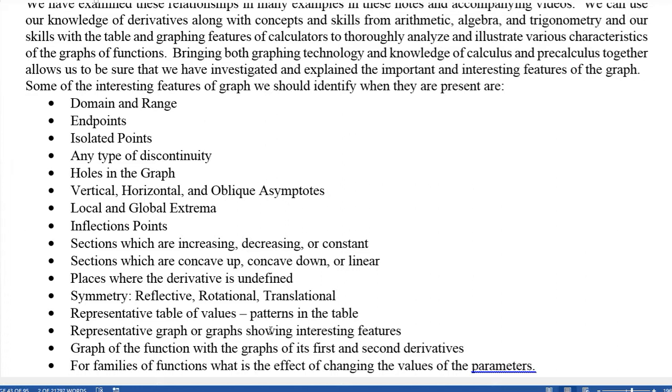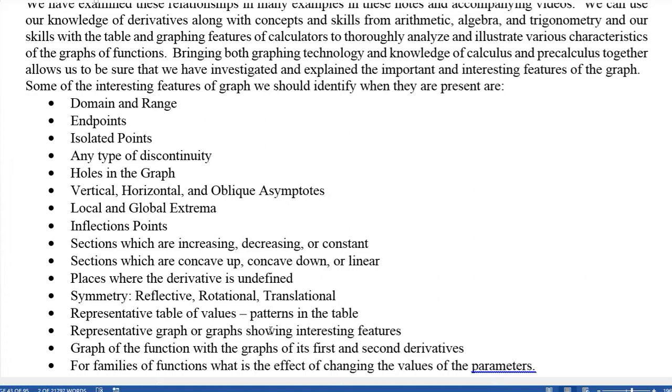Now, we might also identify whole sections of the graph, little intervals on which the original function is increasing, or maybe it's decreasing, or maybe it's constant on a particular interval. Or again, whole sections of the graph where the function is concave up, or maybe it's concave down, or perhaps linear. We want to find any places where the derivative is undefined. It may be defined everywhere, but if not, tell me where the derivative is undefined.